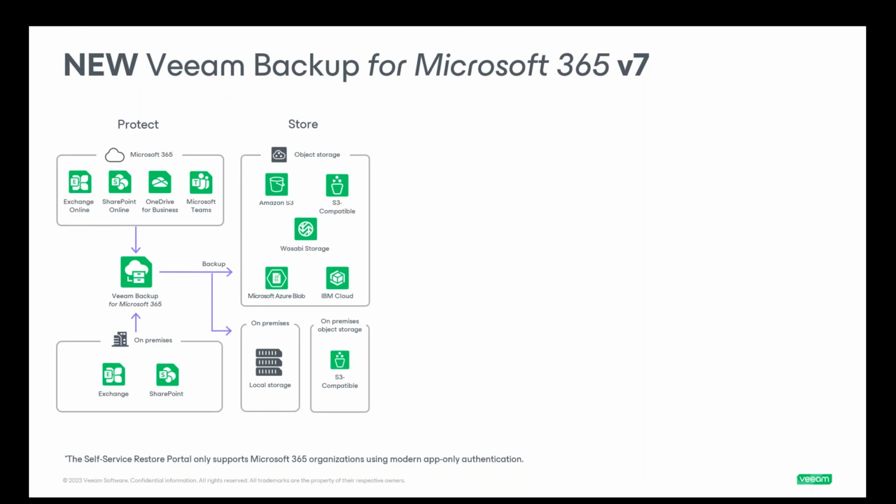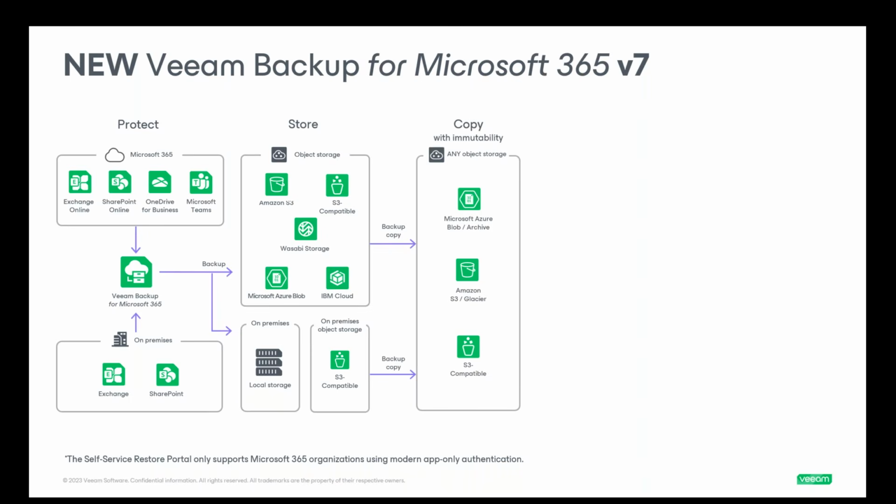And then once we have our data that we want to protect, we can select where we want to store it. Again, we touched on some of those storage repository options. Those are going to include those object storage compatibilities, so Amazon S3, those S3 compatibles, Wasabi storage. We're also going to have Microsoft Azure Blob and IBM Cloud as those object storage options. You also have the potential to utilize on-prem for that local storage, or on-prem for object storage, again, those S3 compatible devices.